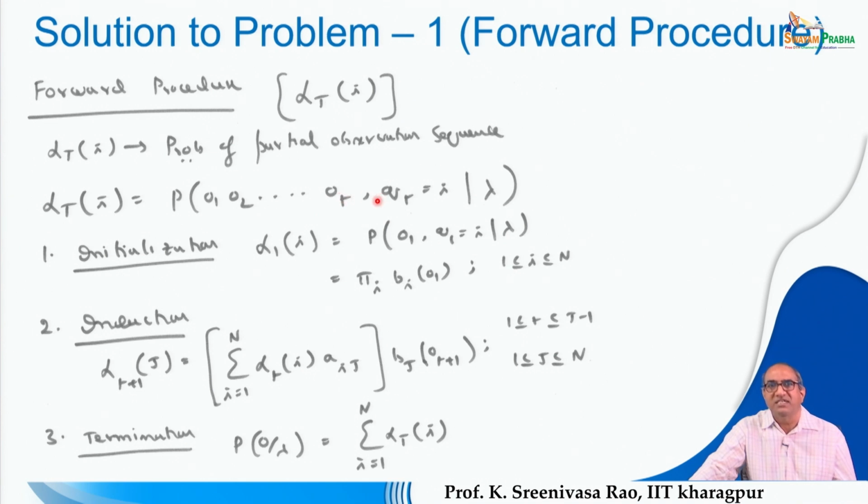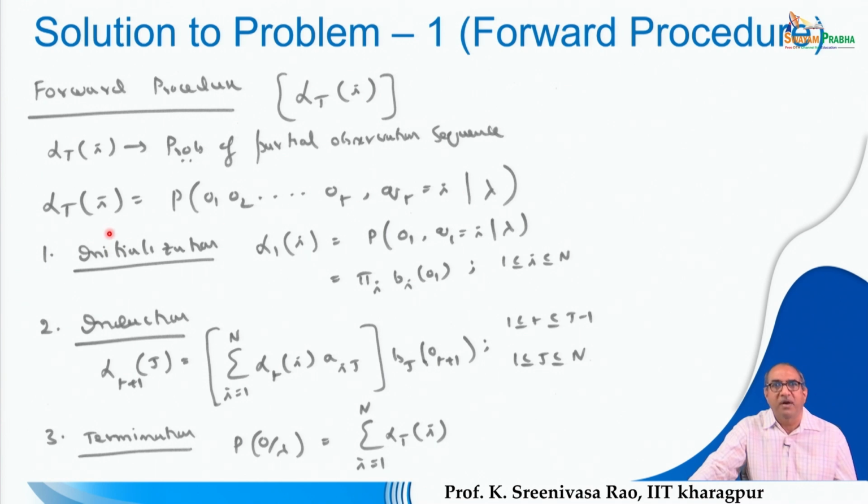At time t, the system is in state I. That means, what is the probability of observation sequence O1, O2, O3, up to OT, where at time t the system is in state I? It is a kind of joint probability of O1, O2, O3, up to OT, and QT equals I, that is, at time t the system is in state I.